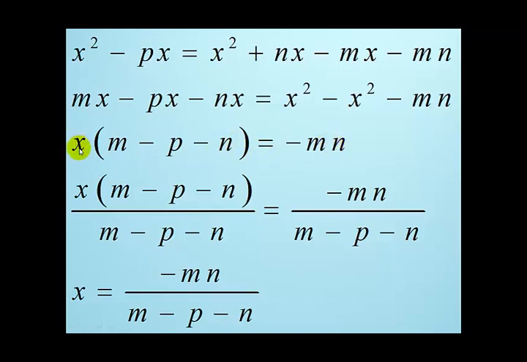Take note that we are solving for x, so we have to divide both sides by anything attached to the variable that we are making the subject. So we divide the left hand side by m minus p minus n, and we divide the right hand side also by m minus p minus n. Now m minus p minus n will cancel m minus p minus n since it's the same expression. And so on the left hand side we have x. This is equal to minus mn divided by m minus p minus n. Therefore we've made x the subject. X is the subject because it stands alone.